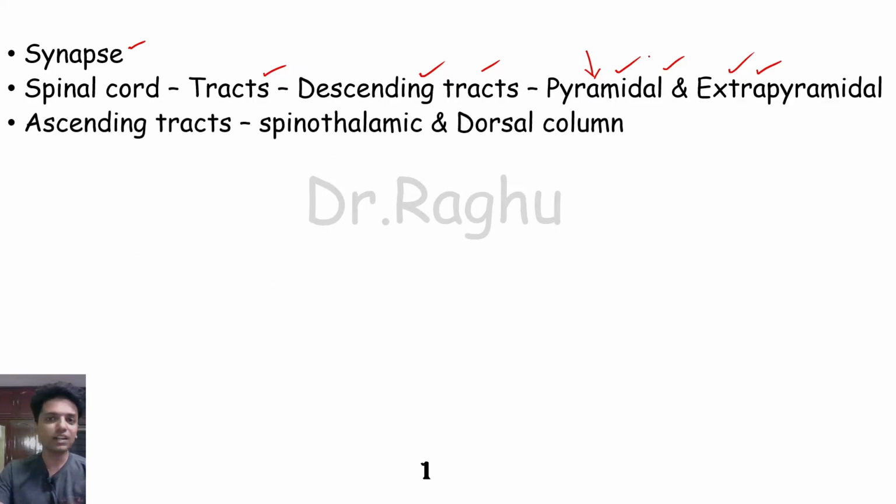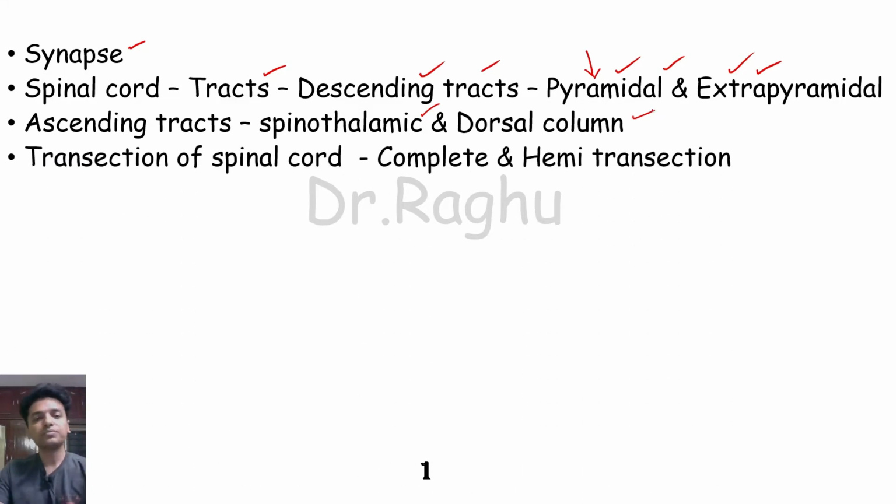And also know regarding the ascending tracts. You should be able to name almost all the ascending tracts, and you should be able to describe the spinothalamic tract and its function, meaning from where it is arising, what is its course, where it is terminating, and what are the sensations that it is carrying. Similarly with the dorsal column, they will ask you to trace the spinothalamic tract or trace the dorsal column and tell what sensations it is carrying.